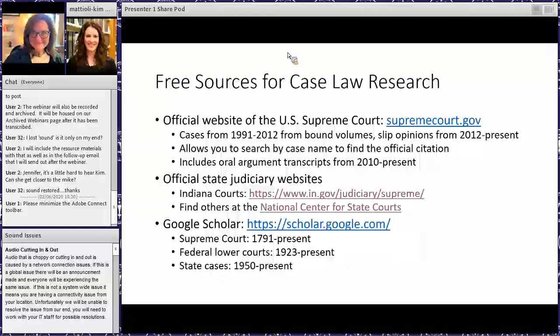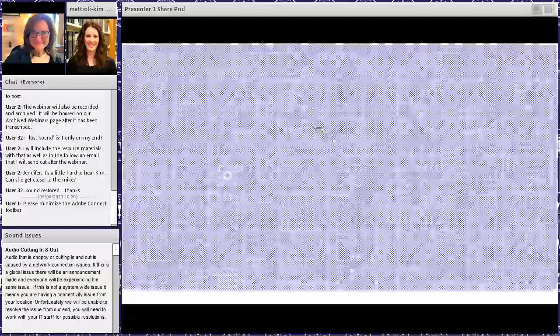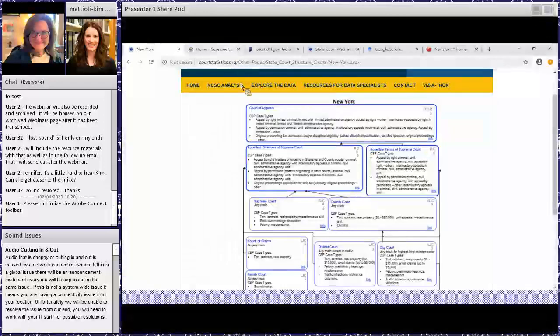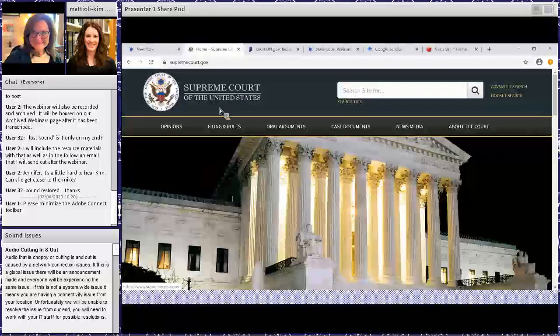So let's start. I'm going to switch back over to show you some live demos here. Let's start by looking at the Supreme Court of the United States website. So it's supremecourt.gov. The website has cases from 1991 to 2012 in bound volumes. It sounds really weird to say that something online is in a bound volume, but they have basically just scanned the bound volume from paper and put it online.